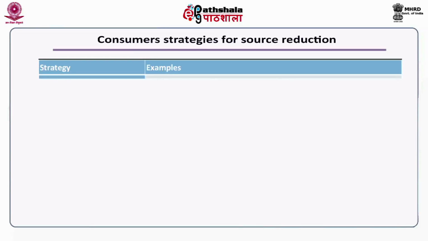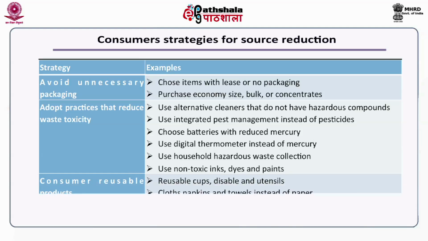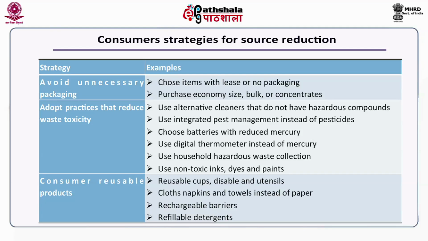Now, this table summarizes the various consumer strategies for source reduction. Like for example, many of these I have already told you. To avoid unnecessary packaging material, you can choose items with least or no packaging material. Then you can purchase items in bulk or economic size packages or concentrates that will again minimize the unnecessary packaging material. Then you can adopt practices that can reduce waste toxicity, like you can use alternative cleaners that do not have hazardous compounds. You can use integrated pest management, which will minimize the pesticide usage.